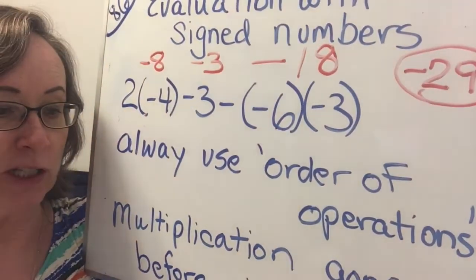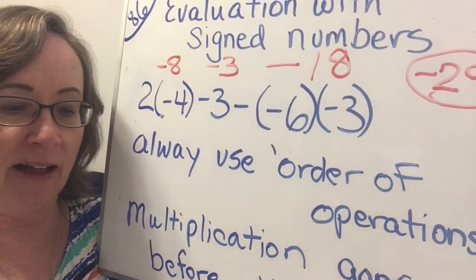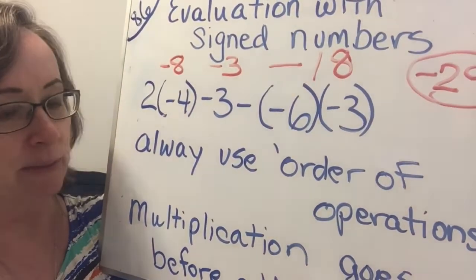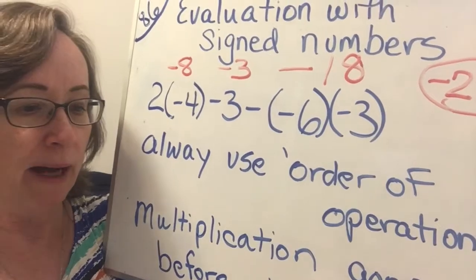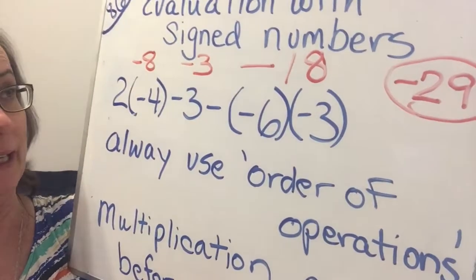An evaluation just means find the value of. And that's what we did. Find the value of. And we got negative 29.